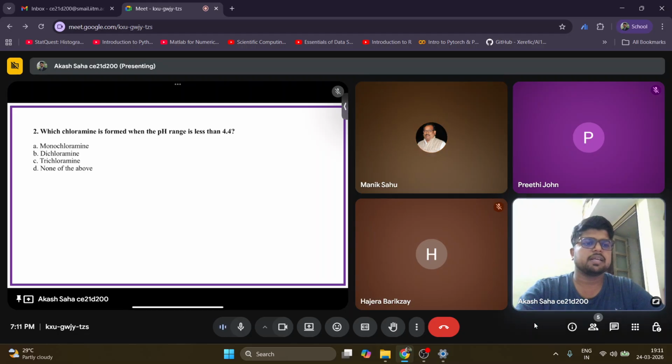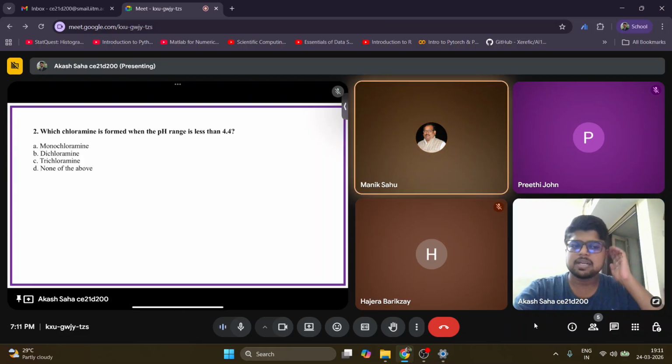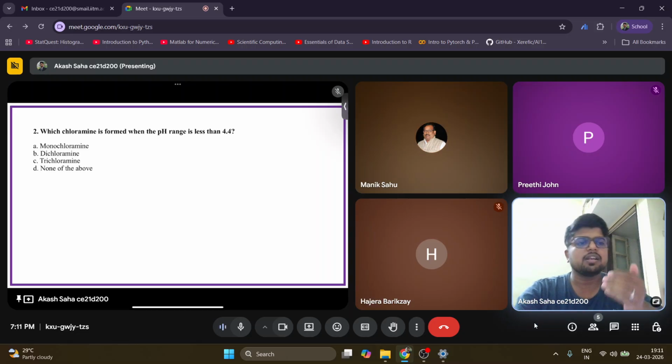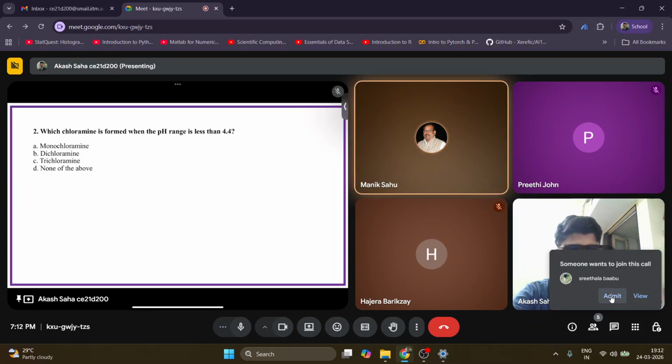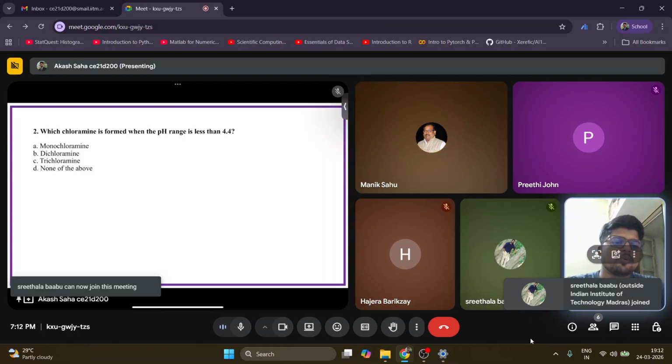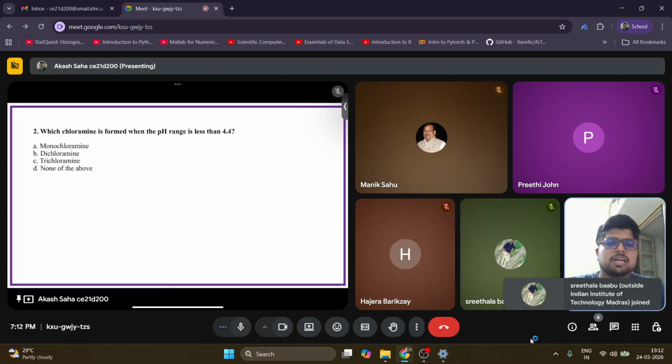If you see the reaction NH3 plus Cl2, it will be decreasing because the H plus ions will be liberated, right? From NH3, one H will come out and the Cl will make a bond with nitrogen. So first NH2Cl will be formed, then NHCl2, and then NCl3. As more and more chlorine is forming bonds with the nitrogen, more and more H plus is coming out. So ultimately the pH will go down. So a pH range less than 4.4 means that the pH is too low.